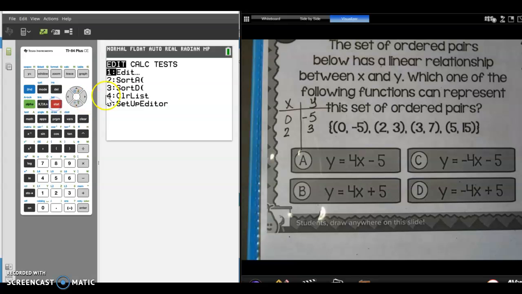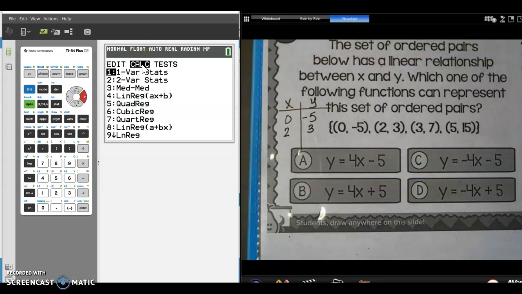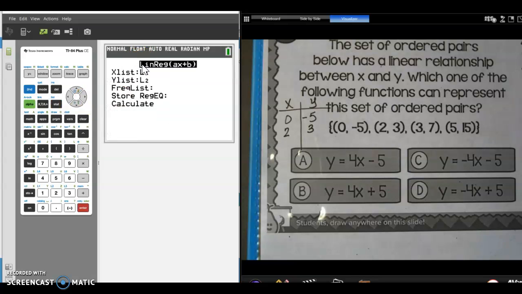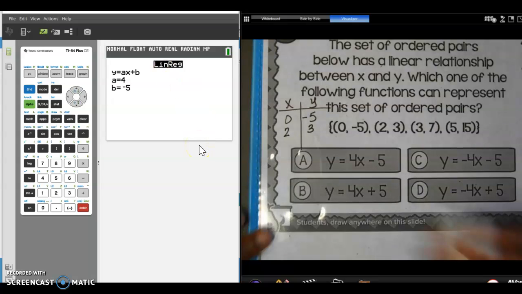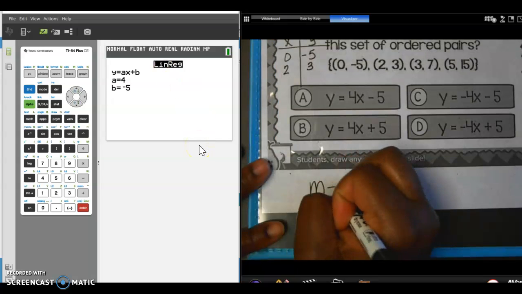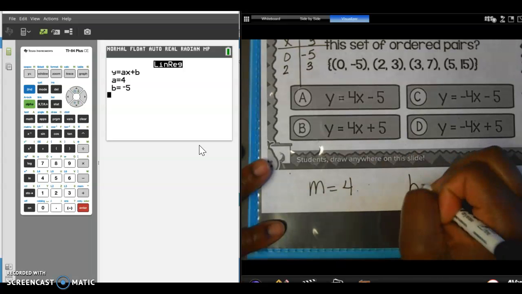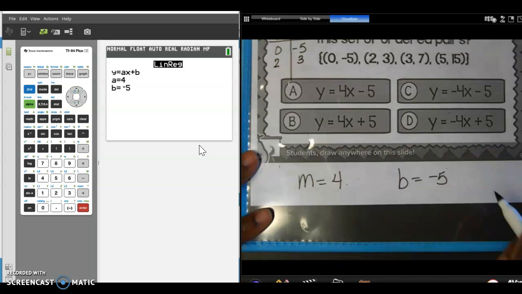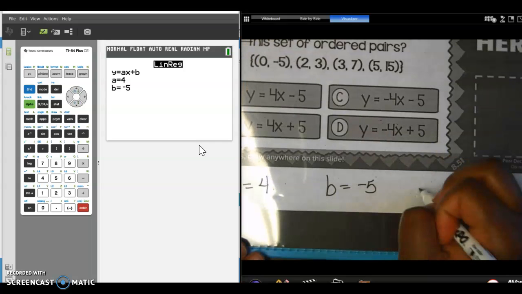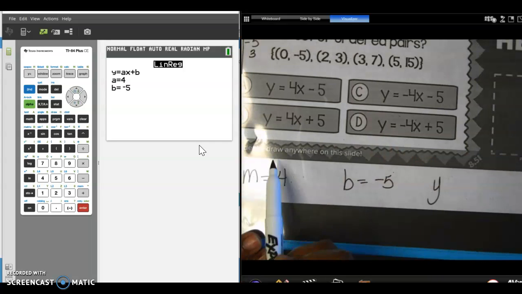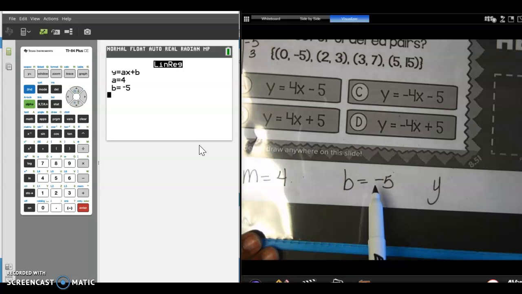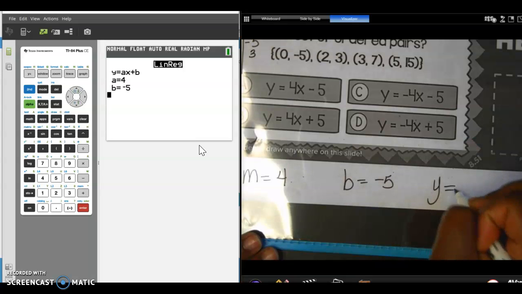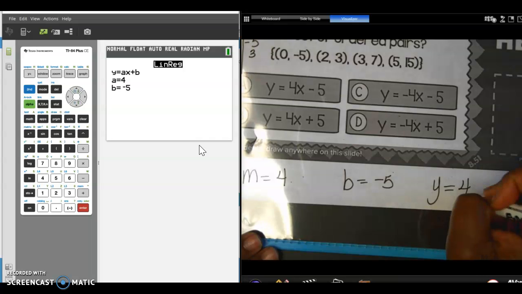And then I go back to Stat. I go back to Calc. Linear regression. My x list is list 1. My y list is list 2. So my m is 4 and my b is -5. Notice I still write down my work. I'm going to write down my answers so that I can find the answer by matching what I have. So I have y equals 4x minus 5.